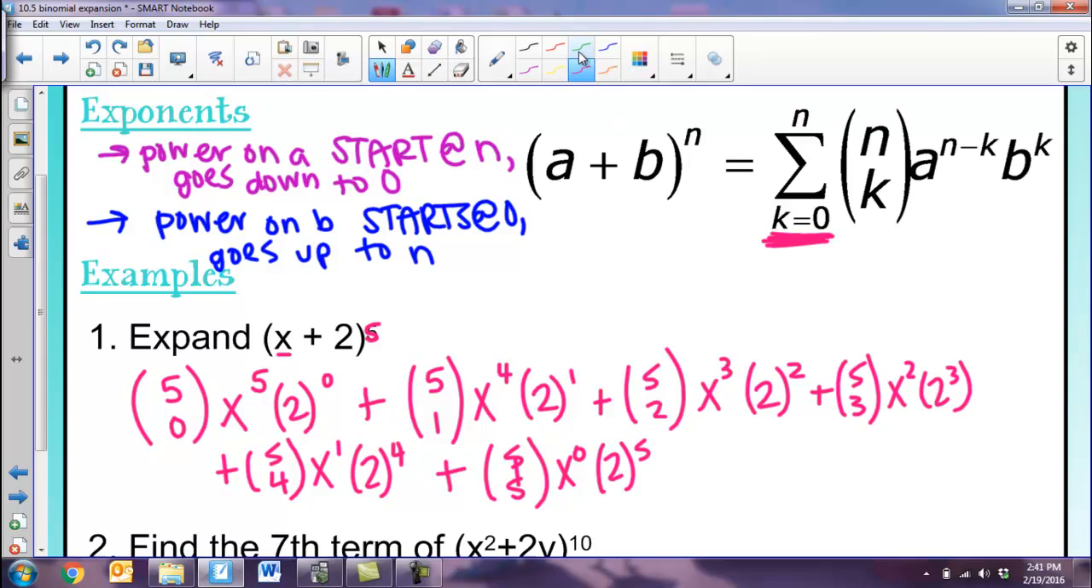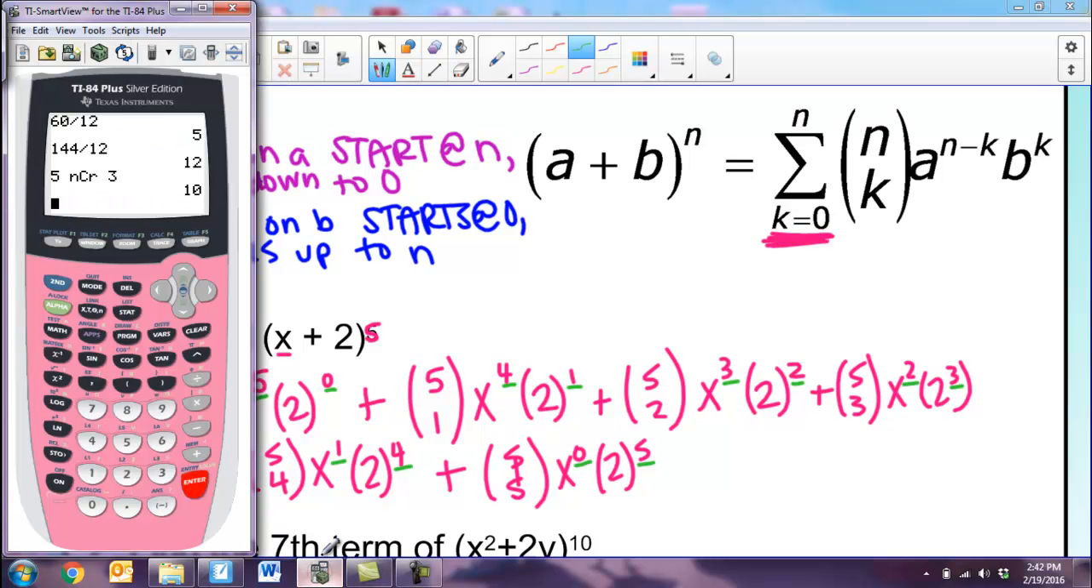So a couple of things to note about this. First of all, your n choose k just keeps going up until it gets to 5. The next thing is that these exponents in here are always going to add up to your total power. So if you notice, all of these add up to be 5 in the end. And now this 5 choose 0, 5 choose 1, whatever, those are just numbers. And there's lots of ways you could figure that out. You could use your calculator.